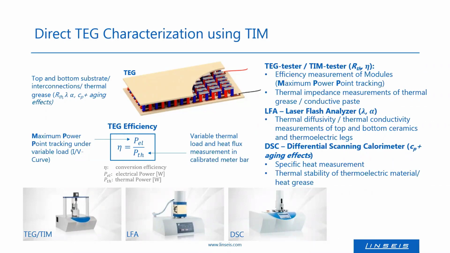In addition, a DSC is the most commonly used instrument to determine the specific heat, which is useful for completing the laser flash analysis for determining the thermal conductivity. And the LFA, as already mentioned in a previous slide, can also be used to characterize the ceramic plates, which are typically on top and on the bottom of such a TEG.